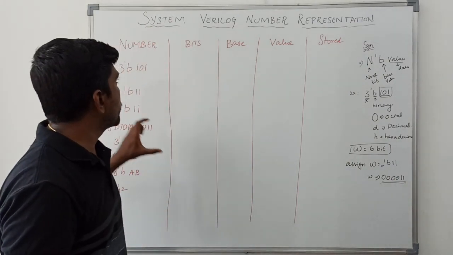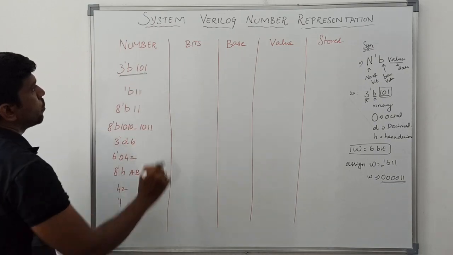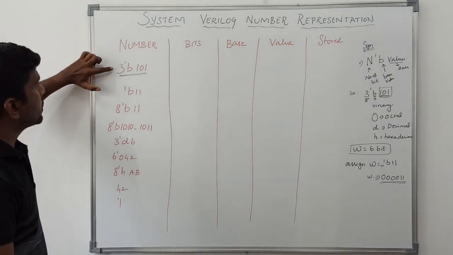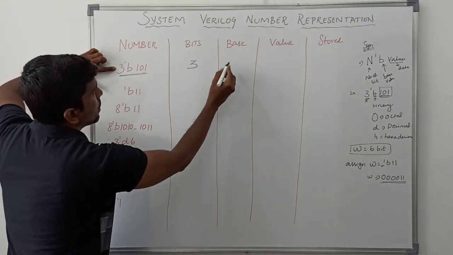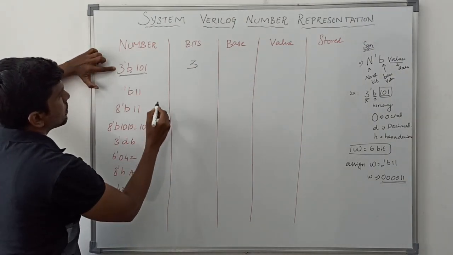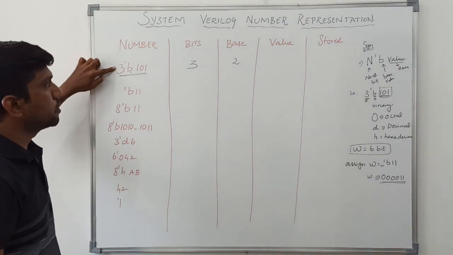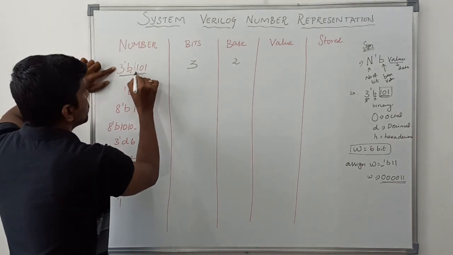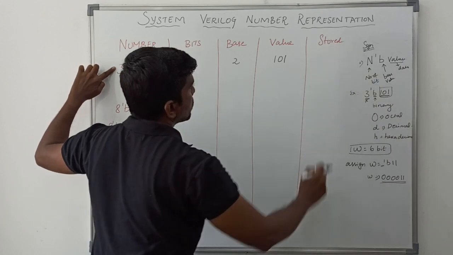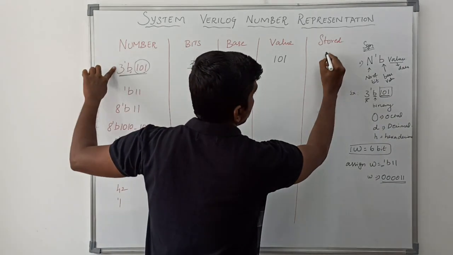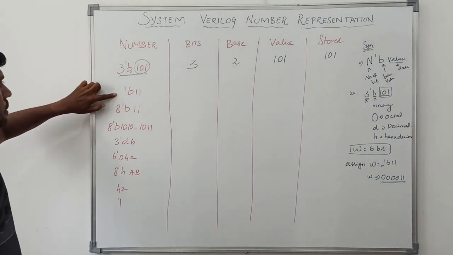Now I am going to explain the table. First one, 3 tick B 101. This 3 represents the number of bits, so the number of bits is 3. The base is binary, so the base value is 2. The value is 101, and the stored bit is also 101, a 3 bit value.